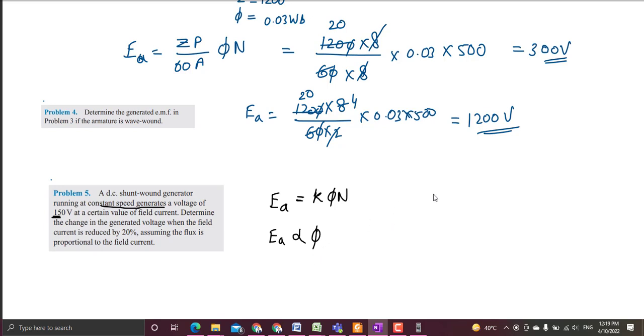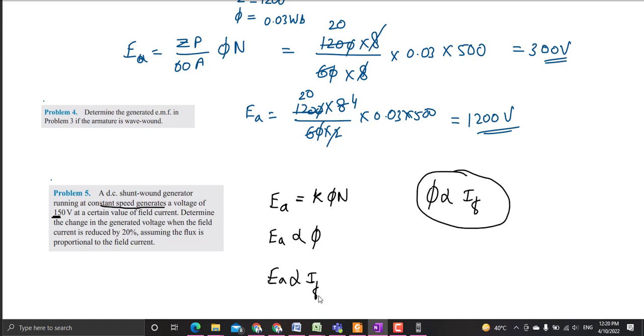And phi is also directly proportional to IF, the field current. The flux produced is directly proportional to the field current. If we increase the field current, the flux will increase, as long as saturation is not happening. So we are assuming no saturation, and I can write EA is directly proportional to IF.